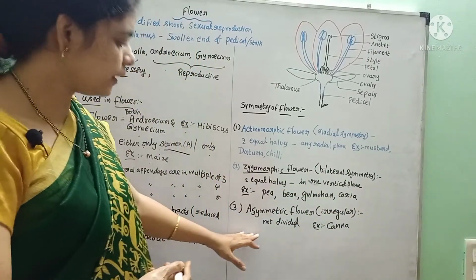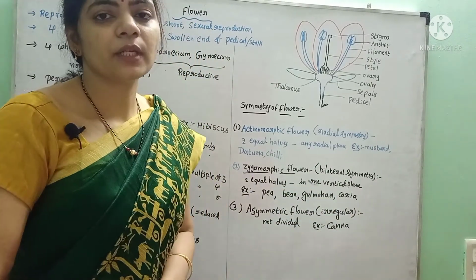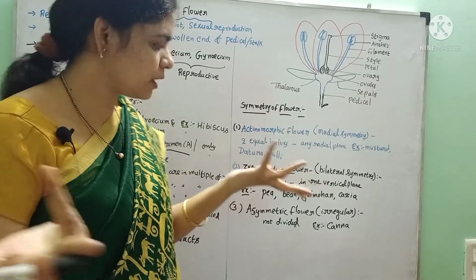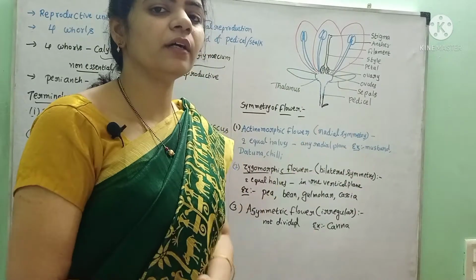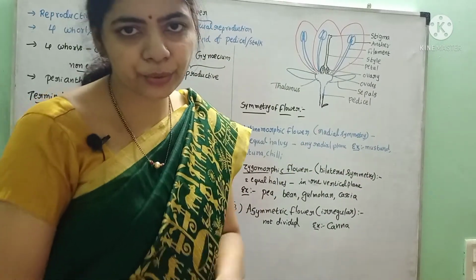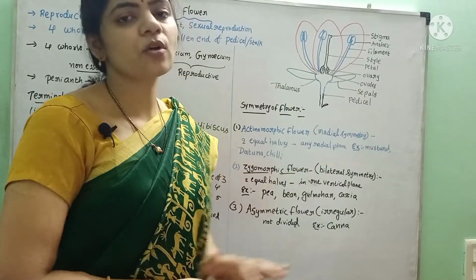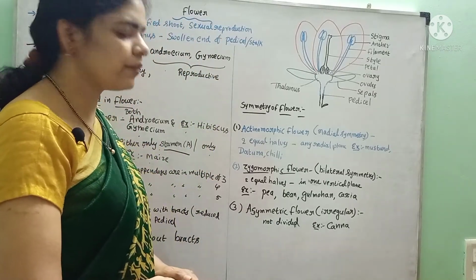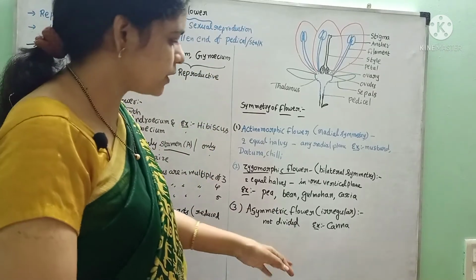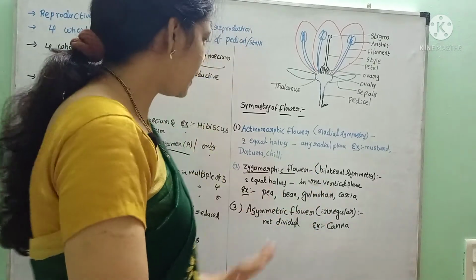And the last one is asymmetry. That means no symmetry, irregular flowers. That means in any plane we cannot divide the flower into two equal halves. That is called asymmetry or irregular symmetry. Asymmetric flower or irregular symmetry. Example: kanna. This is about symmetry.